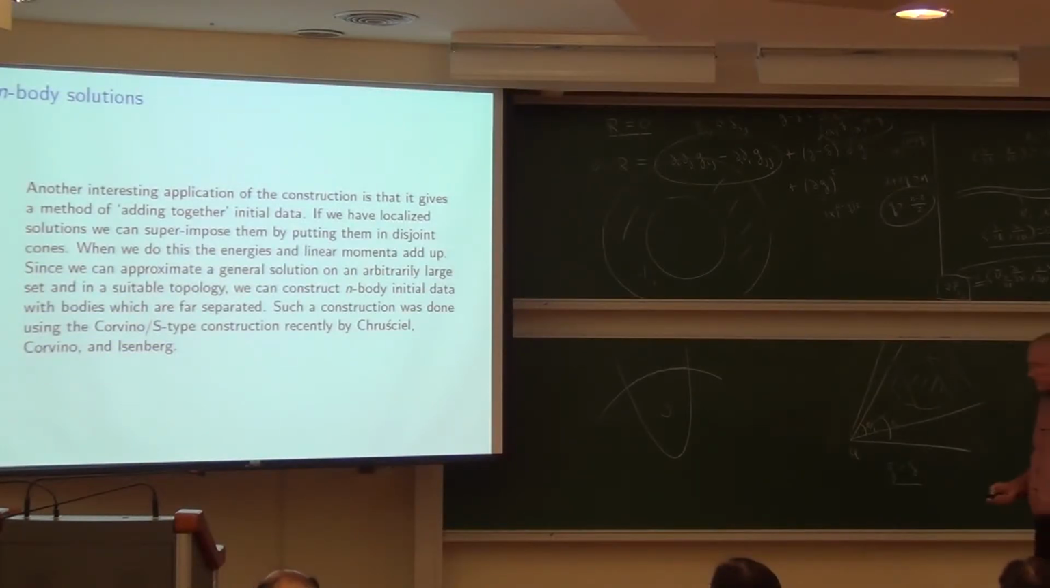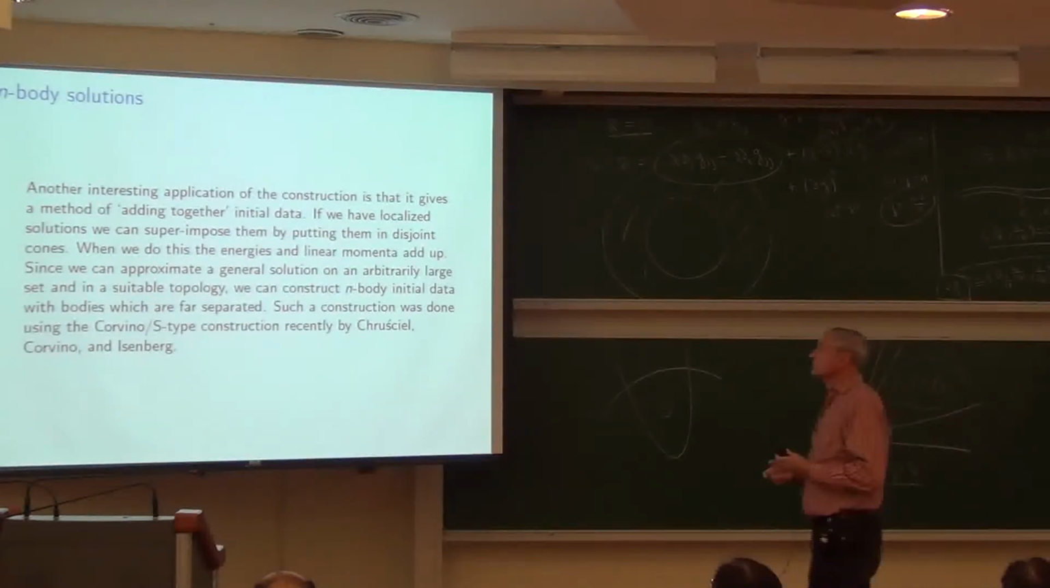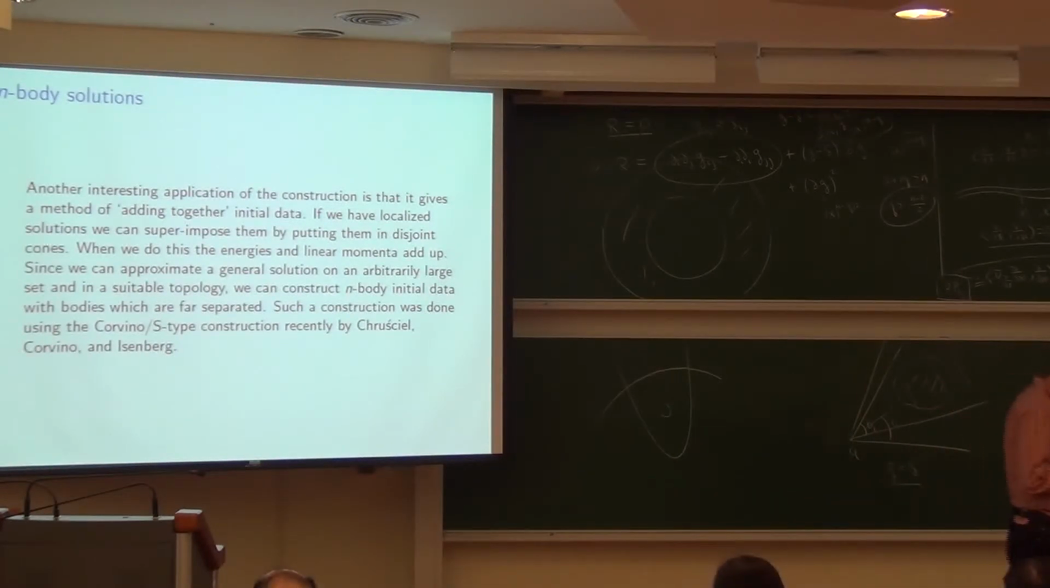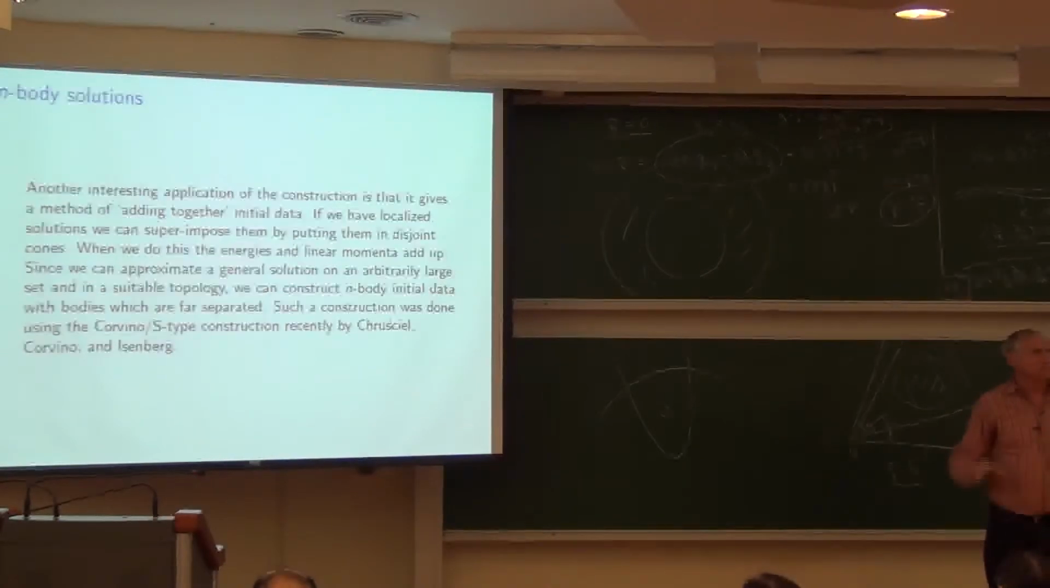Okay. And so let me mention an application of this, which I think is sort of interesting. One thing you can do with this construction is superpose solutions in the Einstein equations. Let's say I have two different asymptotically flat initial data sets. Then of course I don't have any direct way to add them up to produce a solution which combines those two.